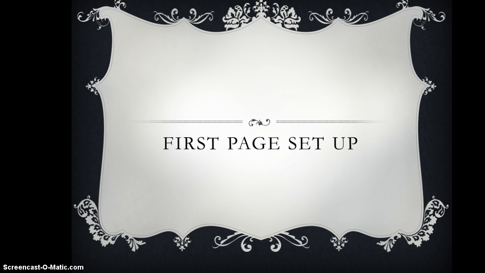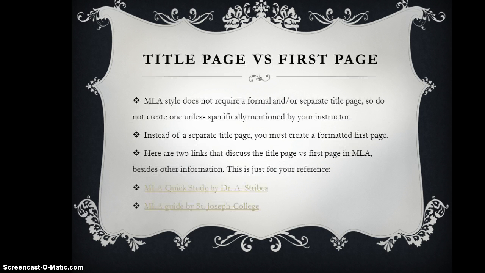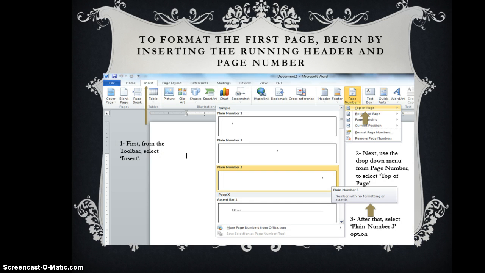Now we're going to talk about the first page setup in MLA. Unlike APA and other citation styles, MLA does not really require writers to have a separate title page. Instead, what MLA requires is that the first page of your paper should be set up to be the title page of your essay. In order to do this, it is really very simple. What you need to do is, in the title page, you need to have a running header with a page number, the title text, and the title of your essay.